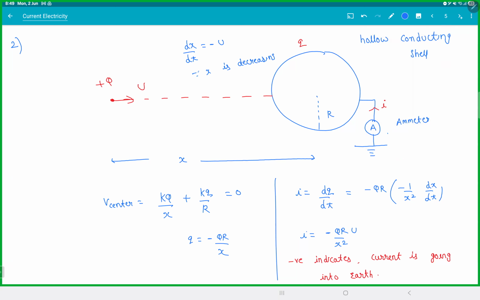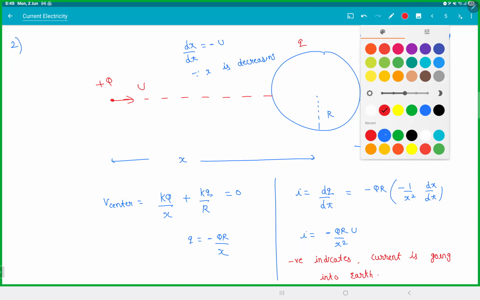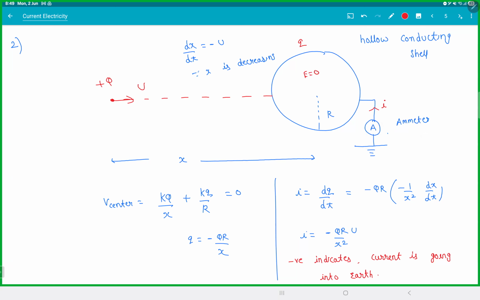Clear? All clear with that? A hollow conducting shell, if there are no charges inside, it is equipotential, isn't it? Shielding effect. Charges will never enter inside. So this whole region inside is zero. This is equipotential. So if you can find the potential at the center, that will be the potential on the surface. All clear with this? Like I said, easy to solve, but yeah, you need to figure it out. Clear, Ahana? Pratik, Vignajit? Next one.